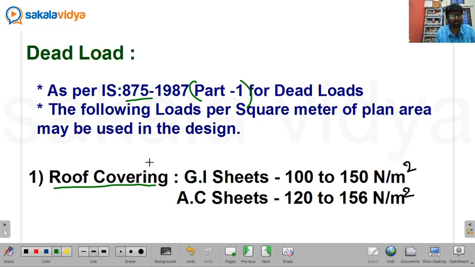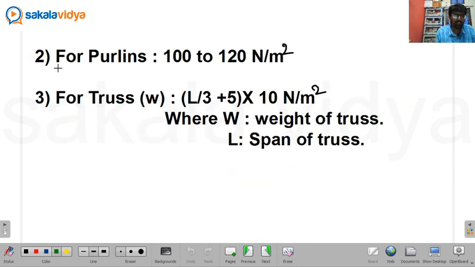What is the dead load for roof covering? In the case of GI sheets, that is galvanized iron sheets, the value of dead load lies between 100 to 150 Newton per meter square. In a similar fashion, for AC sheets, that is asbestos cement sheets, the value of dead load should be 120 to 156 Newton per meter square. This value is obtained from our code book. Next, for purlins, what is meant by purlins? Purlins are nothing but beams of a roof truss. The value for purlins should be 100 to 120 Newton per meter square.